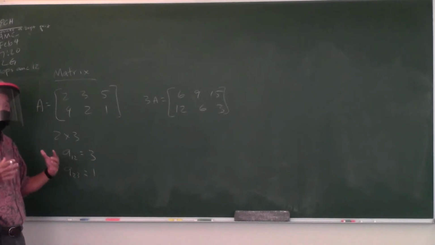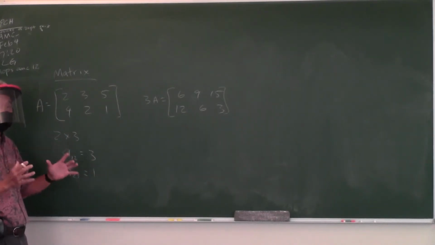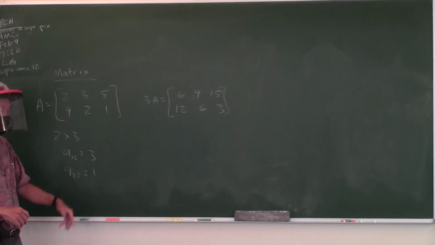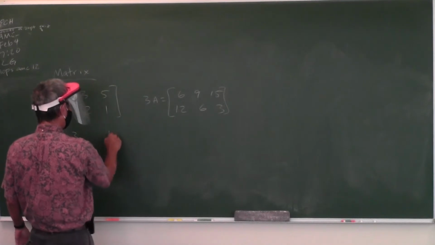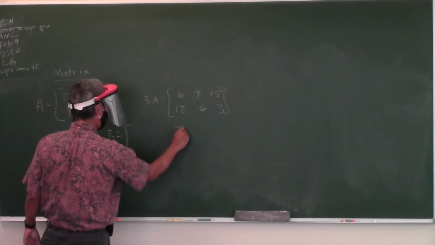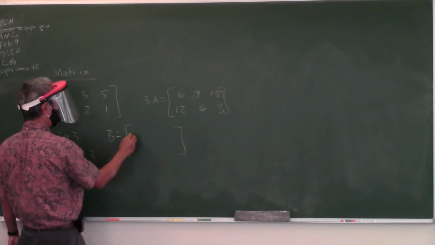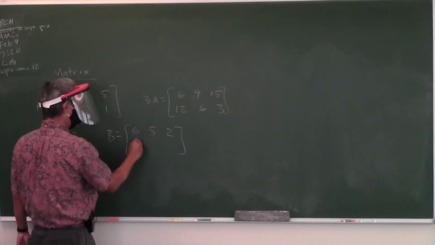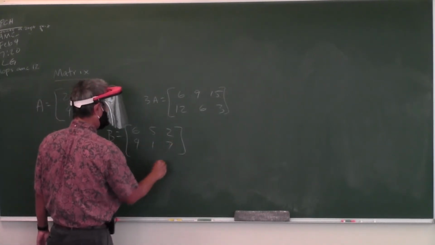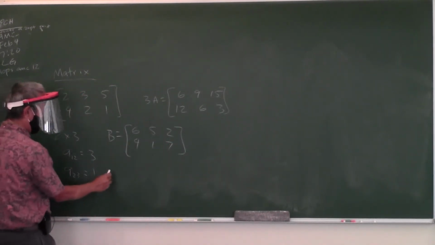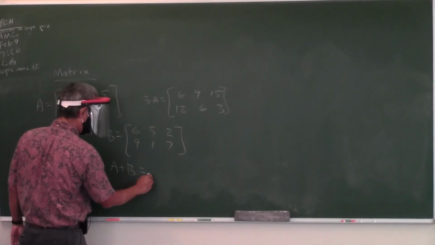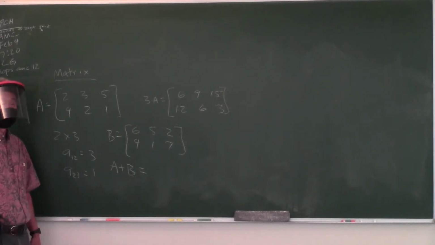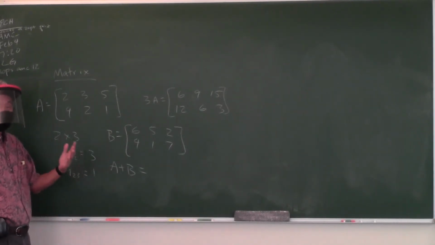Okay, next, what about adding matrices? Well, the only way you can add matrices is if they have the same dimensions. So if A is 2 by 3, you can only add it to another matrix that's 2 by 3. So for example, if matrix B is also 2 by 3, then what kind of number shall we put in? How about 6, 5, 2, 4, 1, 7. How do you add matrix A plus matrix B? You can probably guess and figure it out. You simply add the corresponding element.